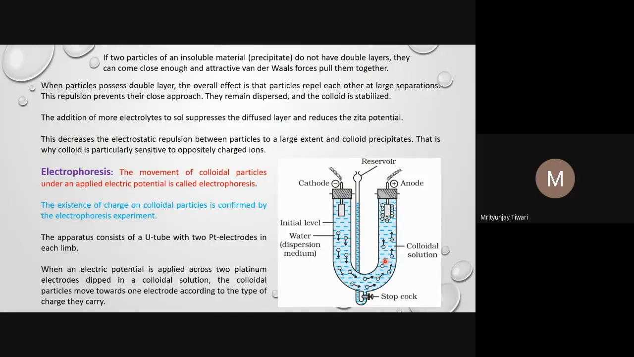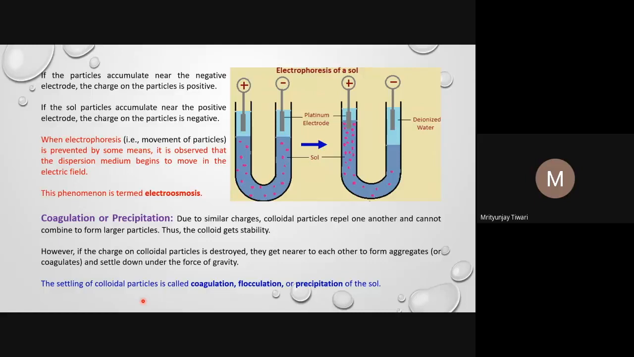So thus the existence of charge on colloidal particles is confirmed by the electrophoresis experiment. The apparatus consists of a tube with two platinum electrodes in each limb. There are two limbs, two arms, and each contains one platinum electrode. When an electric potential is applied across two platinum electrodes dipped in colloidal solution, the colloidal particles move towards one electrode according to the type of charge they carry. So according to what type of charge they carry, they move towards a particular direction.